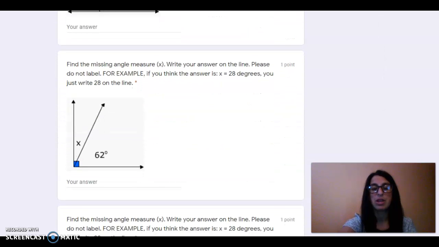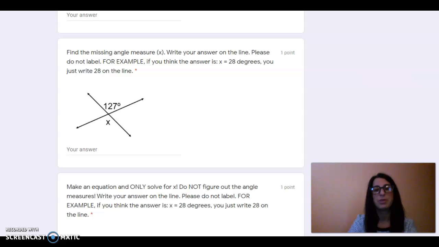Okay, same thing for the next one. We see that this is a right angle. That's all I'm going to tell you. These two have to add to equal something. You know, part of it's 62, so how much does that have to be? Again, write your answer on the line. Please do not label. For example, if you think the answer is x equals 28 degrees, you just write 28 on the line.